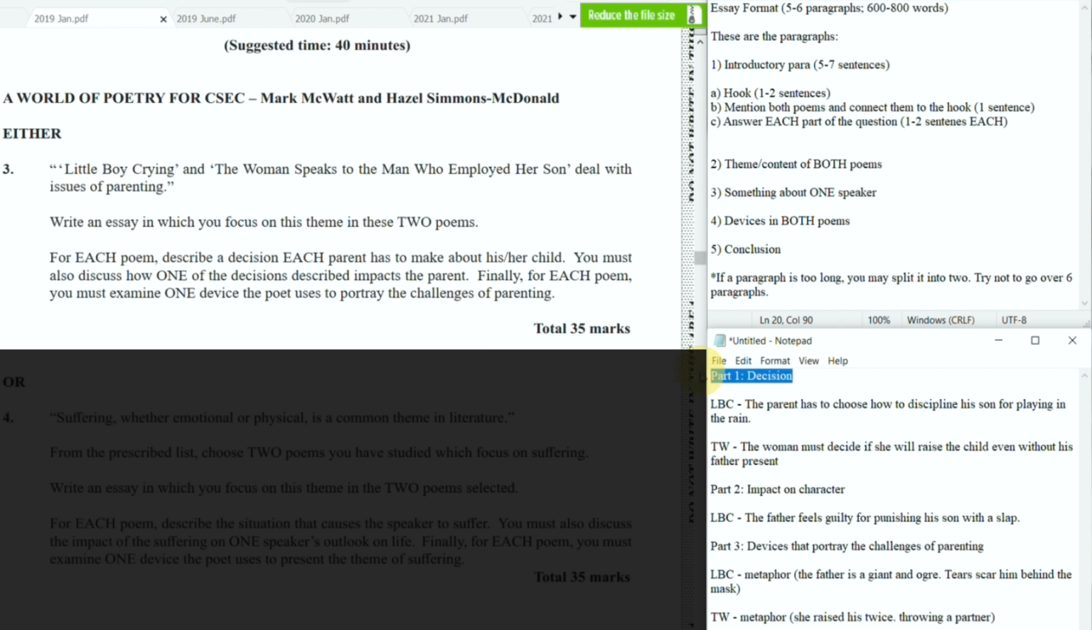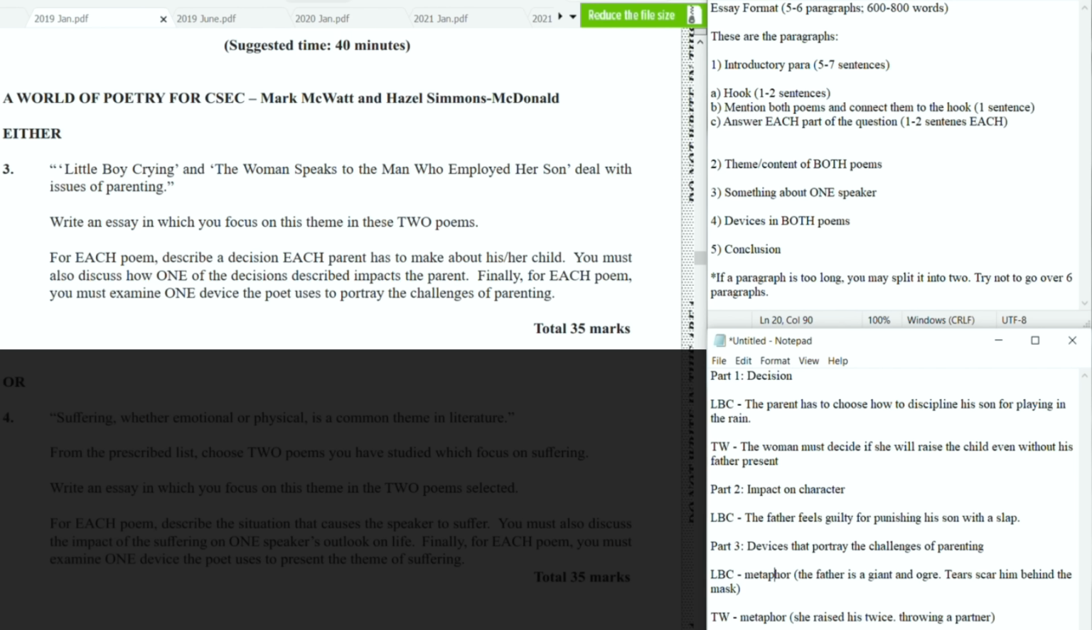So basically, I'm confident that I can answer all 3 parts of the question. I can talk about the decision made in both poems, the impact on this character here, and Little Boy Crying, and devices in both poems. So that's my plan, and that should take about 5 minutes in the exam.